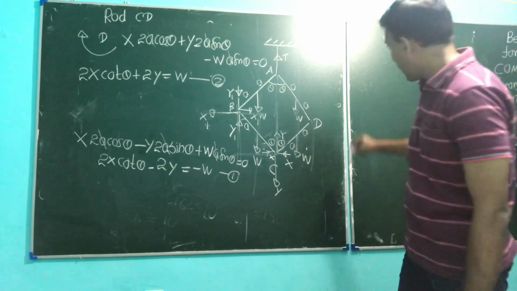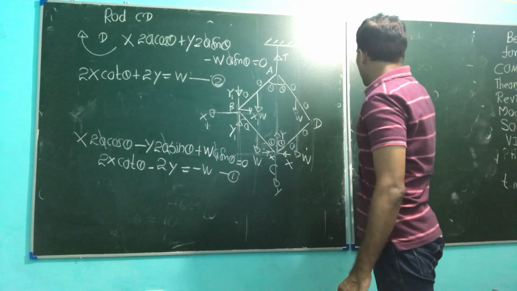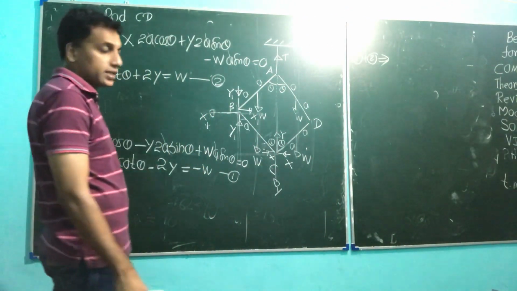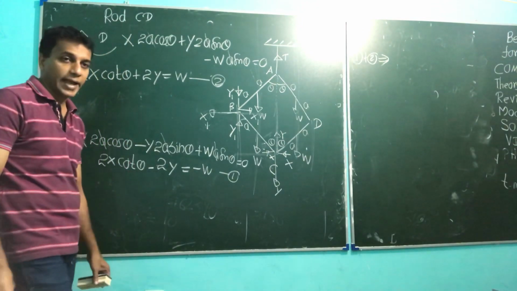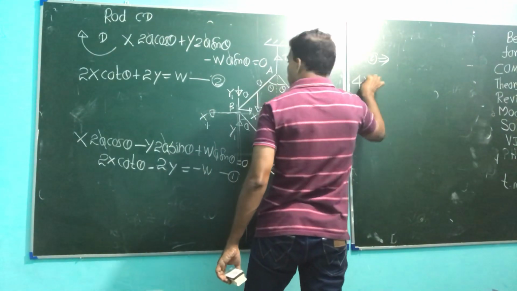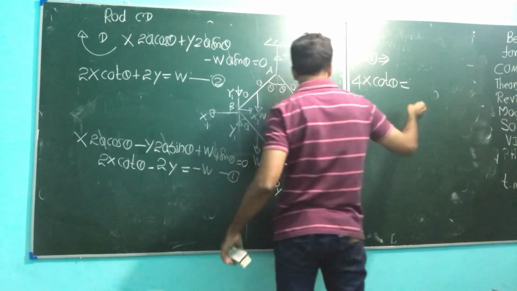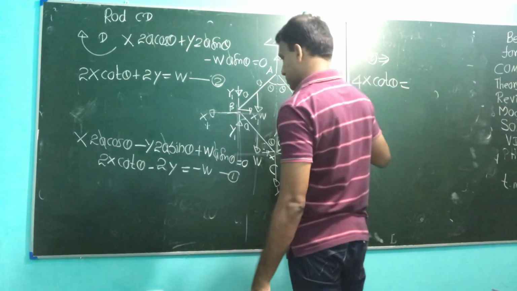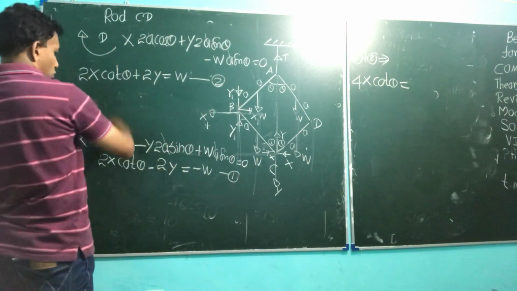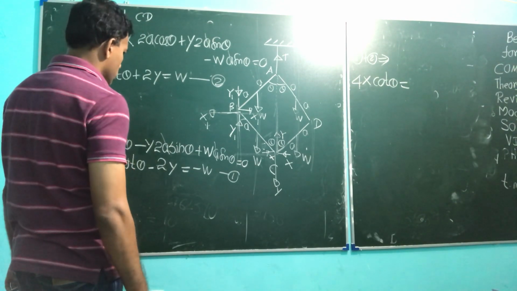Can I add both? Add these two equations, 1 plus 2. What happened? 2y minus 2y cancels, and 4x cot theta equals W and W on the other side. Is it okay? I add both.